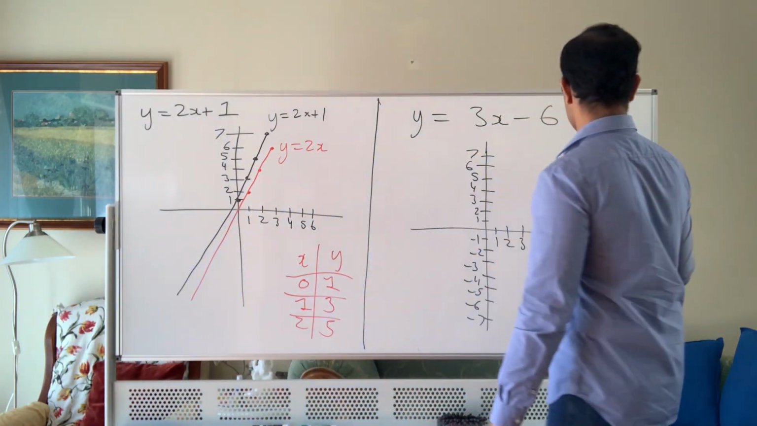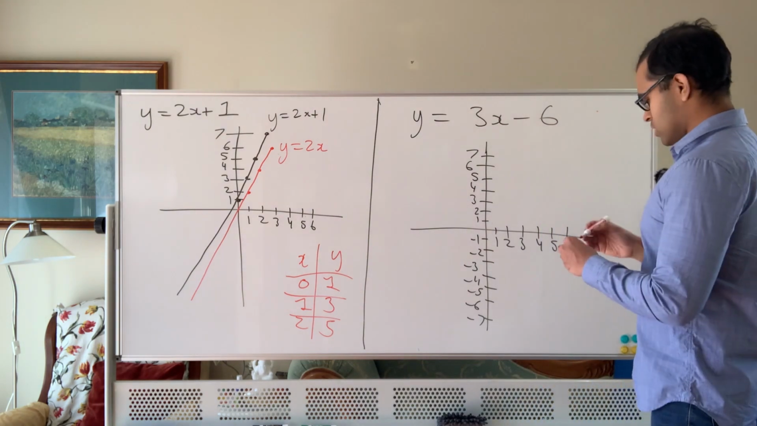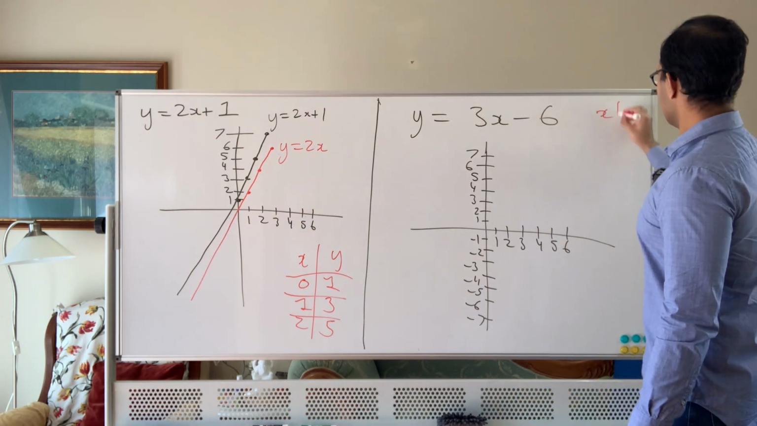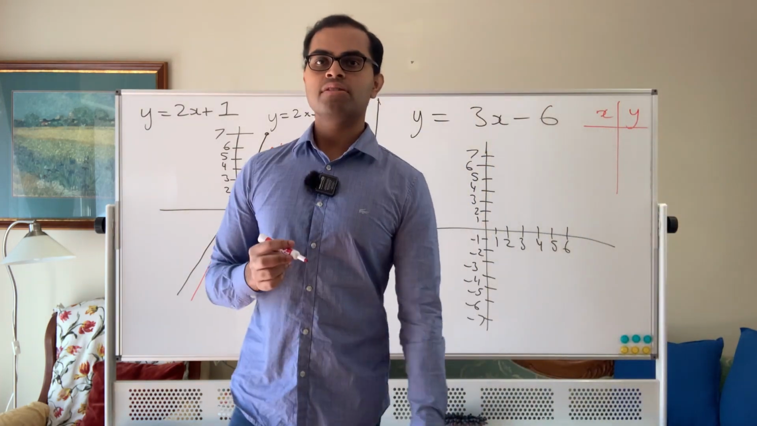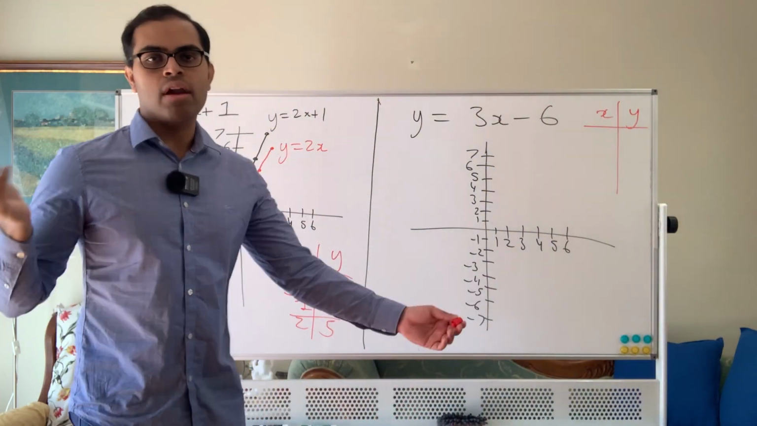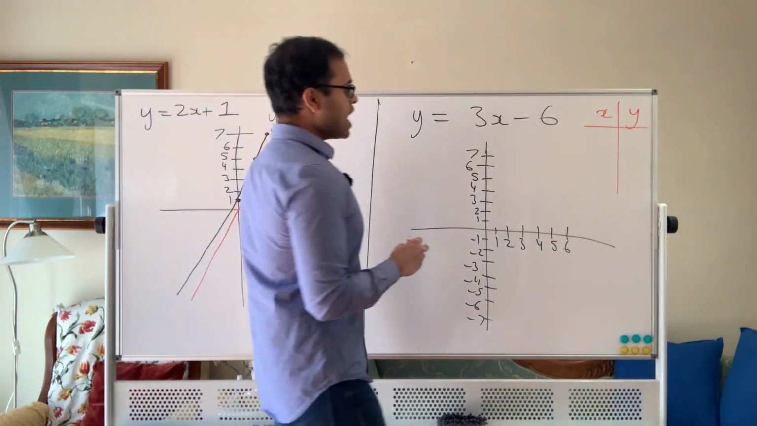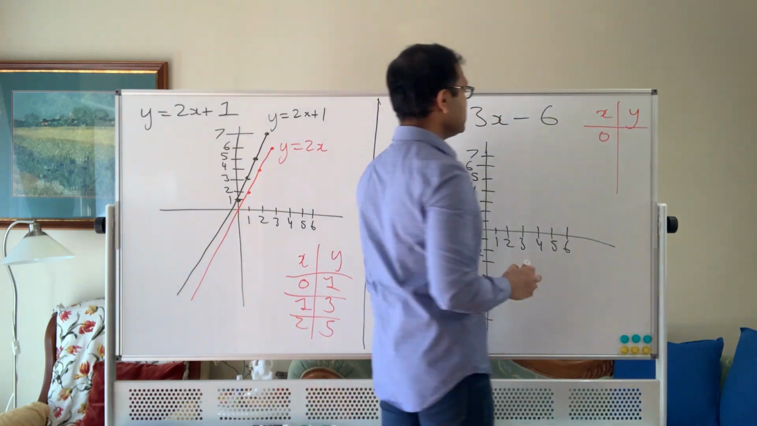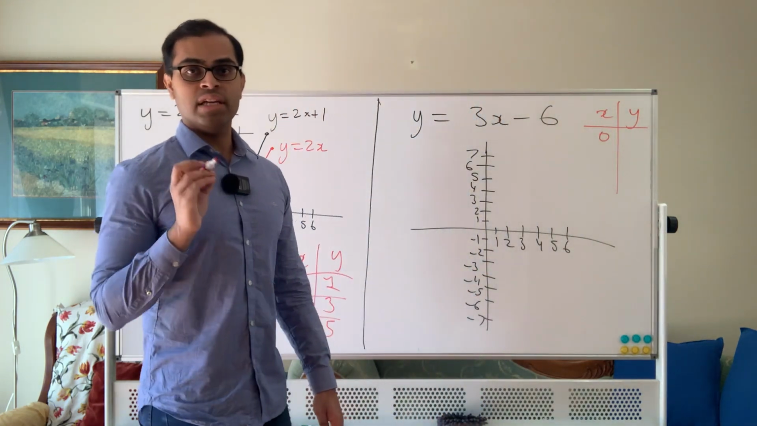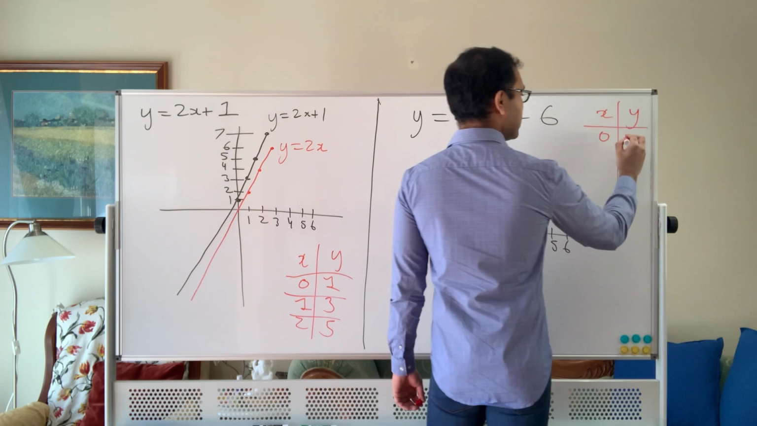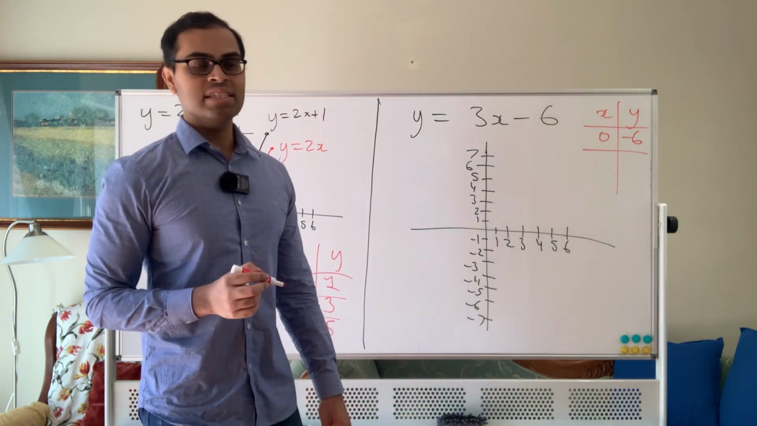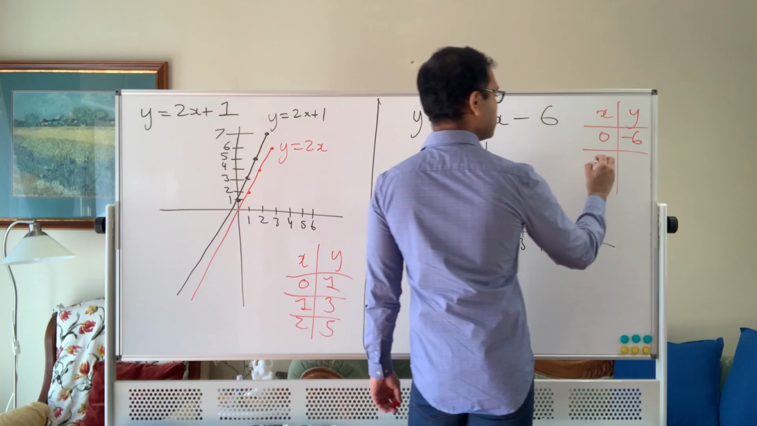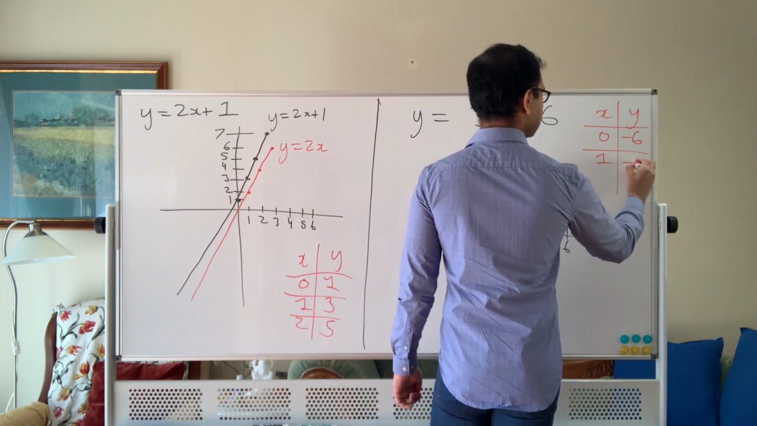So let's do that. So we have our xy table here. So I'm going to write it here, our xy table. Let's choose the favorite values that we like. So what are our favorite values of x? X is 0 and x is 1. They usually work fine. So when x is 0, you're going to get y is 3 times 0 minus 6, which is going to be minus 6. And when x is 1, you're going to get 3 times 1 minus 6, which is 3 minus 6, which is negative 3. Okay, so x is 1, you're going to get y is negative 3.